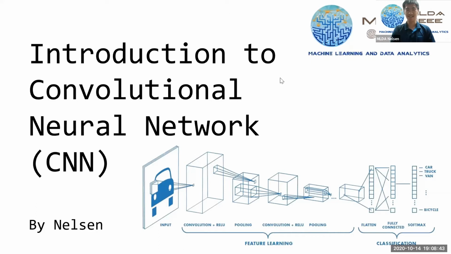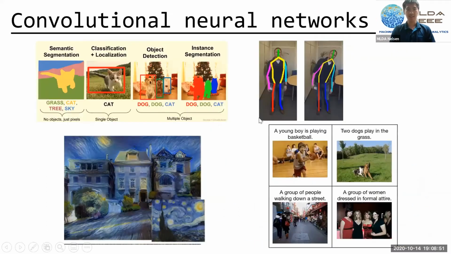All right, before we discuss the technical terms of convolutional neural networks, let's start with what convolutional neural network is being used for. Convolutional neural network can be used for classifying images, pose estimation, image captioning, as well as image transformation.